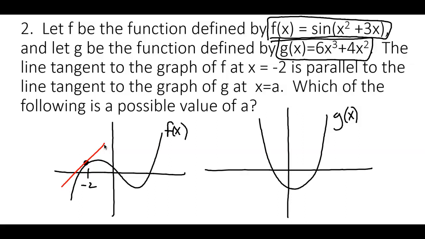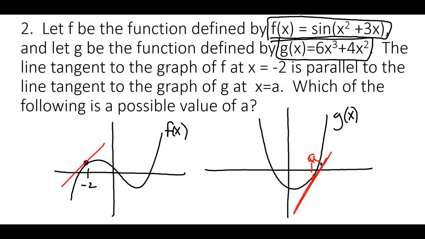So can you guys find, where would you sketch a tangent line on the g function here so that it's parallel to the one on the f function? Well, I would probably put it somewhere over here. That way those two red lines look about parallel, right? And we want to find out at what value of x does that happen? And that x is what they're calling a.